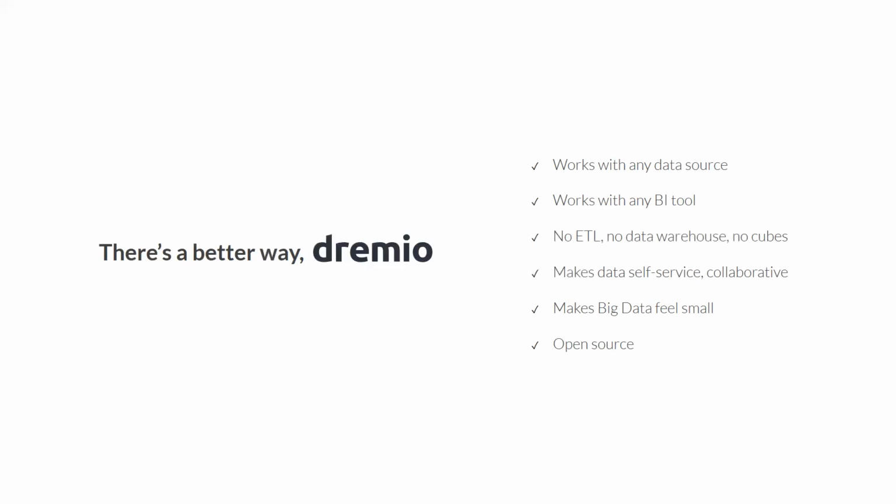So what do I mean by a better way? Well, for one, it would have to work with any data source. We have a variety of data sources where our data lives today, and that's continuing to evolve. And in 5 years from now, we'll have a new set of data sources that are popular. It has to work with any BI tool, whether that's something like Tableau or Qlik or Looker or Power BI, or any one of these data science tools like R and Python. We think that there has to be a better alternative to ETL, data warehouses, and cubes. We think that self-service and collaboration are the key to empowering the data consumer to be independent.